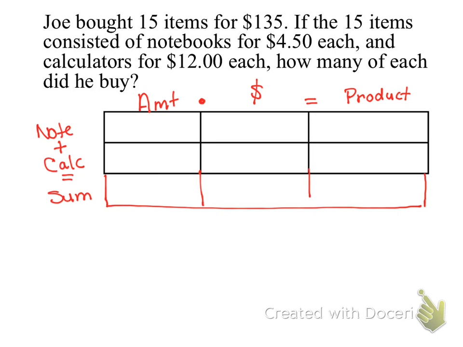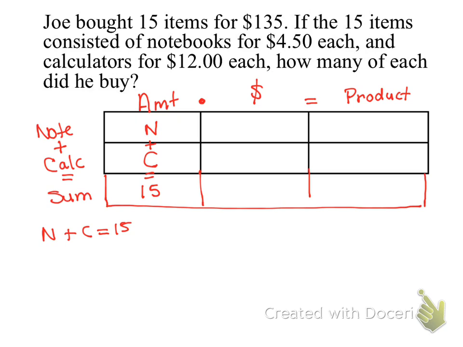Do we know how many notebooks? So let's use a variable, n. Do we know how many calculators? So let's use a variable, C. Do we know the total? Yes. What is it? 15. Good. There's an equation, right? Add going up and down. N plus C equals 15.